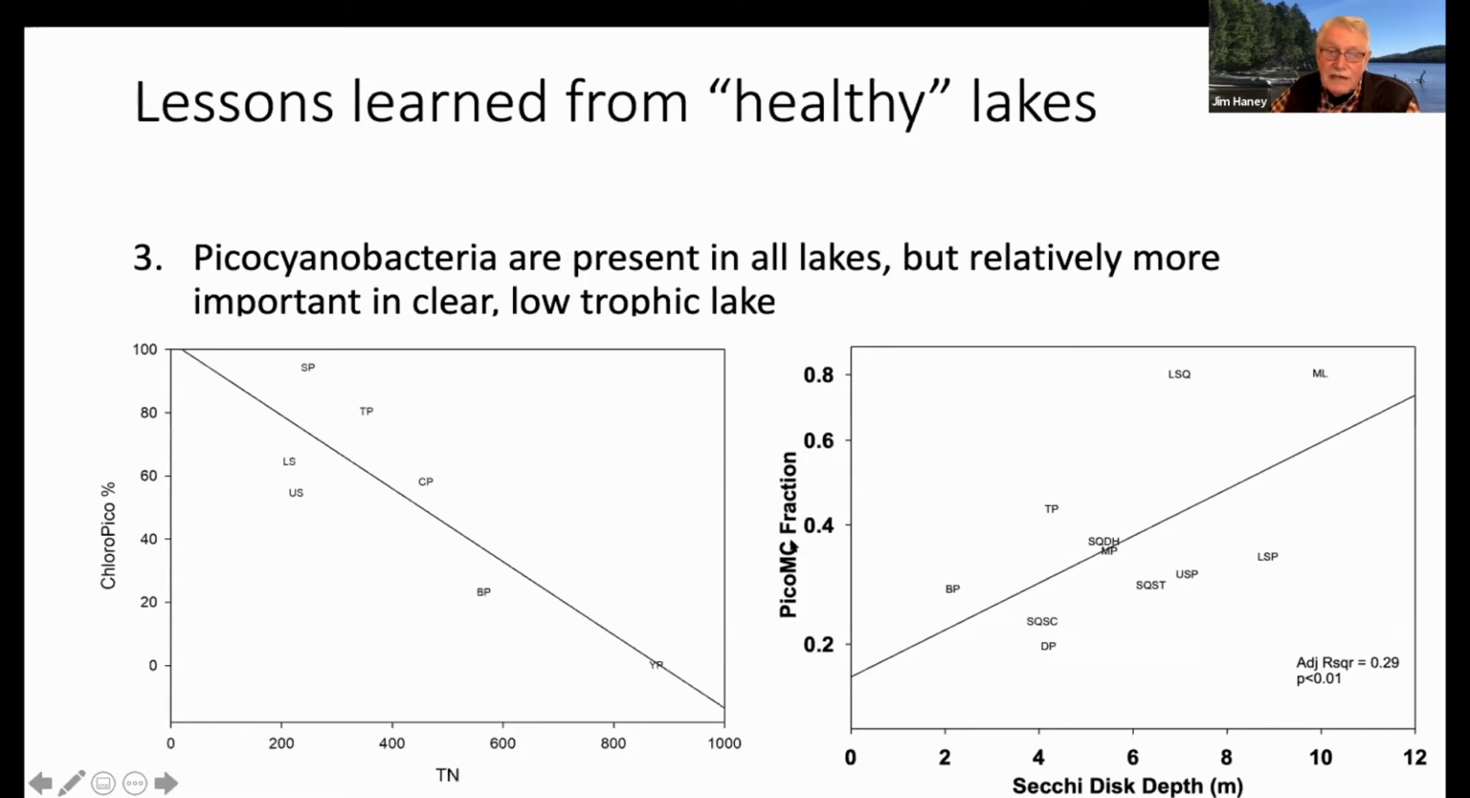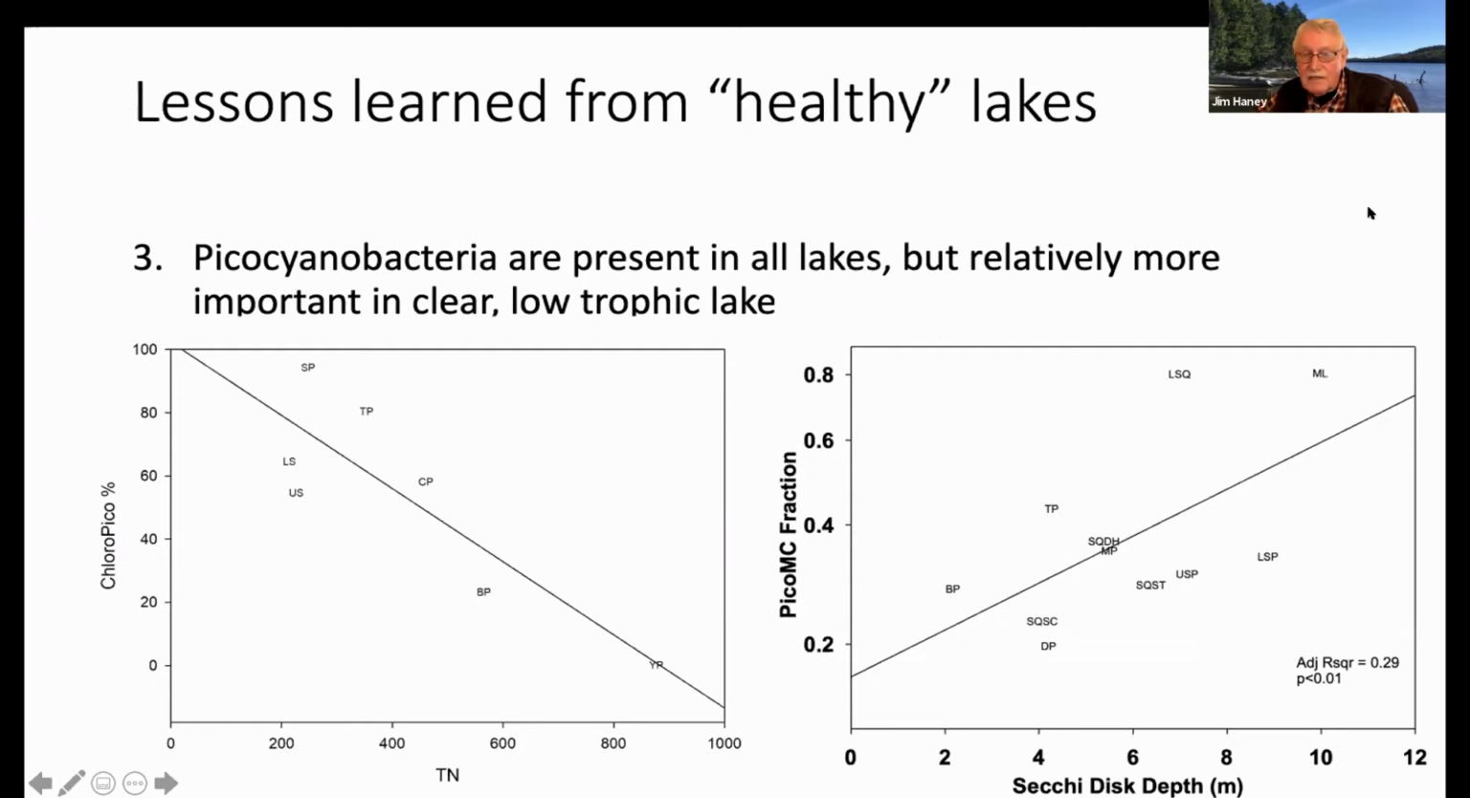The other thing is that this confirms what people in other countries have found, such as in Italy. The cyanobacteria actually tend to be relatively more abundant in the low trophic level lakes. So they're present in all of the lakes, but they make up a larger proportion of the toxicity in the small lakes.